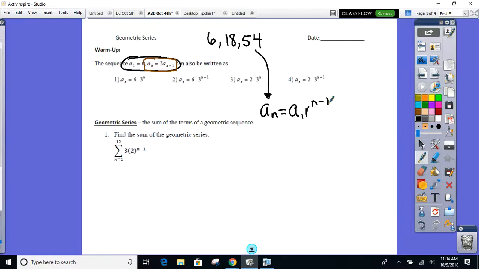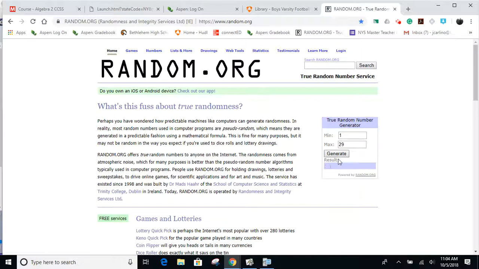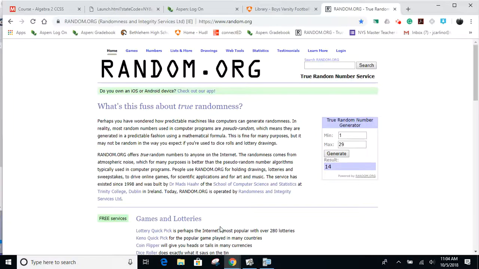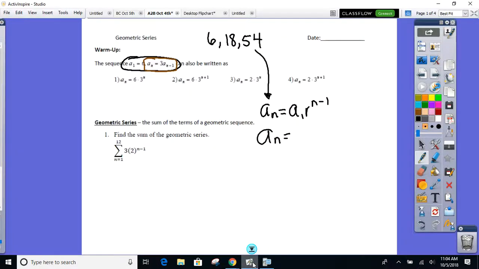When you write a rule, what do you plug in for n? What do I plug in for n when I write any general rule? It's a trick question. N stays n. There you go. N stays n. What's my first term? 6. Can you give me the R value too? 3, because it's what you're going by. Yep, raised to the n minus 1.